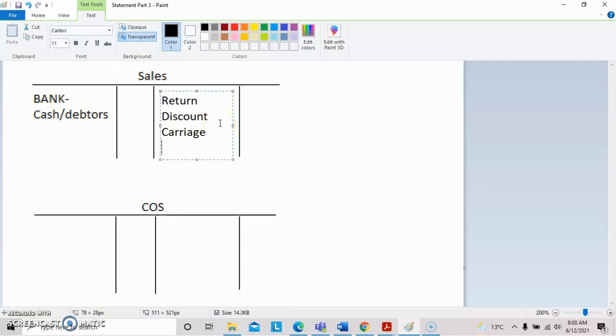If we have stock theft, like let's say some of our employees or some of our customers stole some of the stock, therefore it reduces our sales amount. Another one that we can put here is damaged stock.